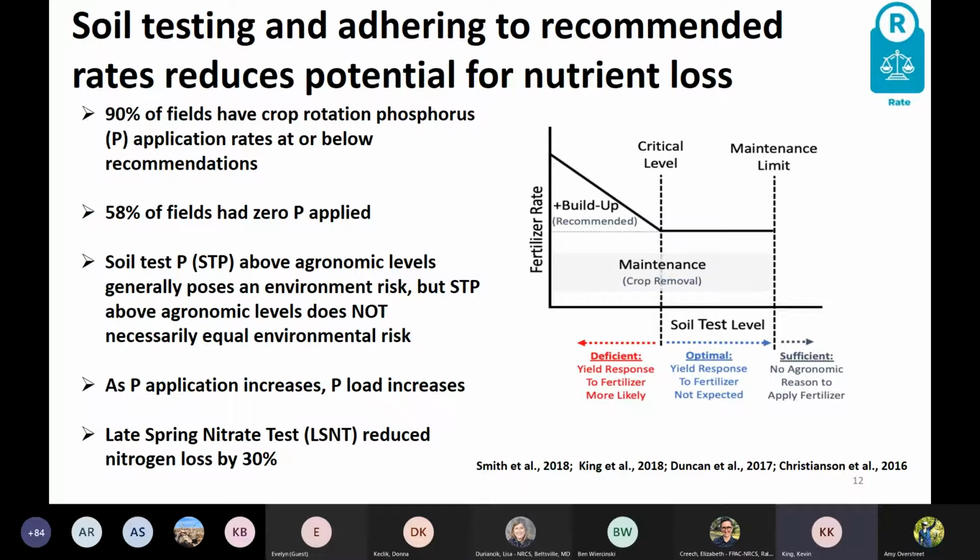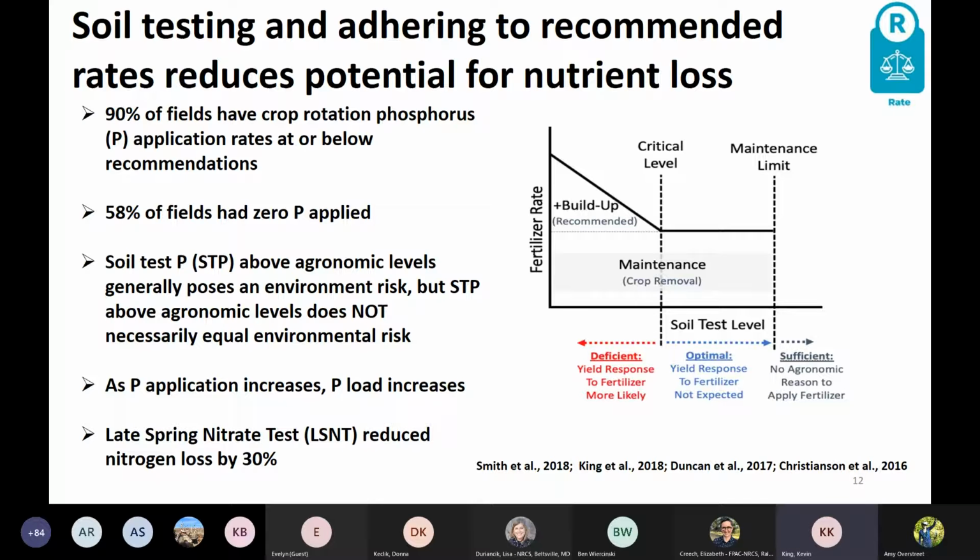Now we will turn our attention to fertilizer rate. The land-grant universities have recommendations for fertilizer rate based on soil test levels. This generic graphic illustrates the three areas of fertilizer application as they relate to rate, specifically phosphorus. First is the critical level. Below this level, we would expect to see a yield response to fertilizer application.